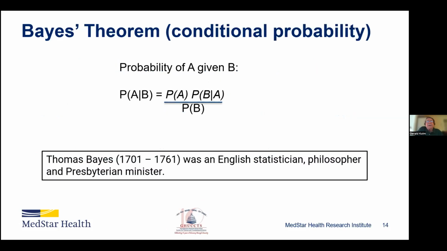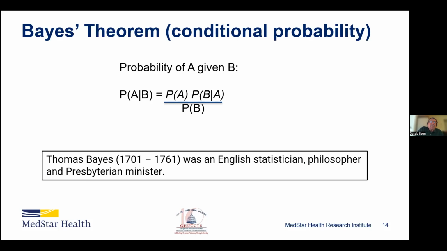So Bayes' theorem actually goes back a long ways, even into the 1700s. The idea is that we have the probability of an event given the probability of some other event.